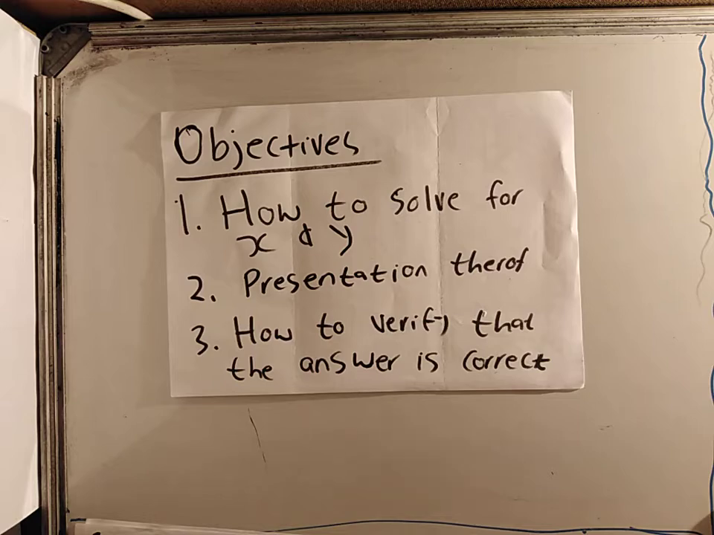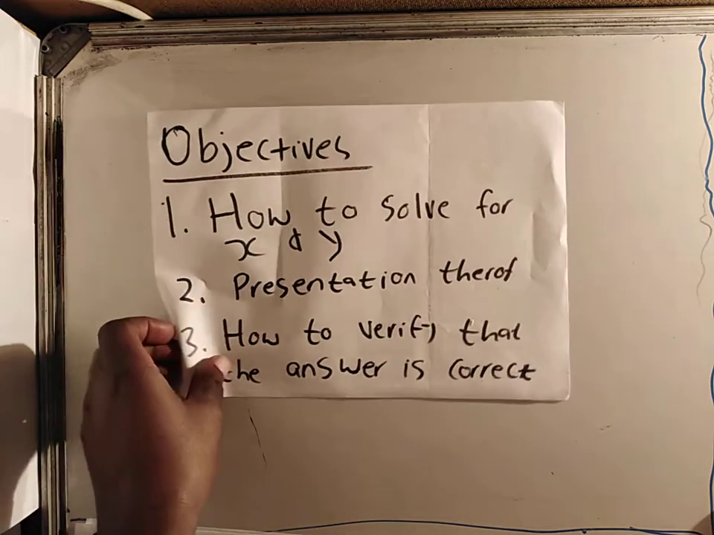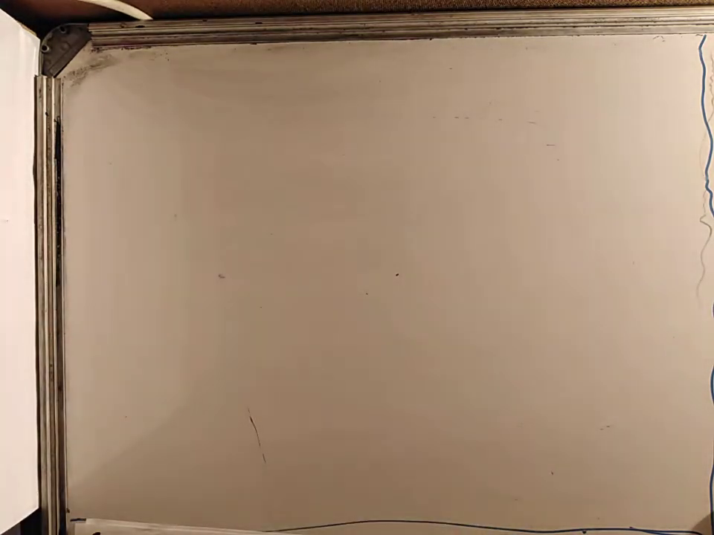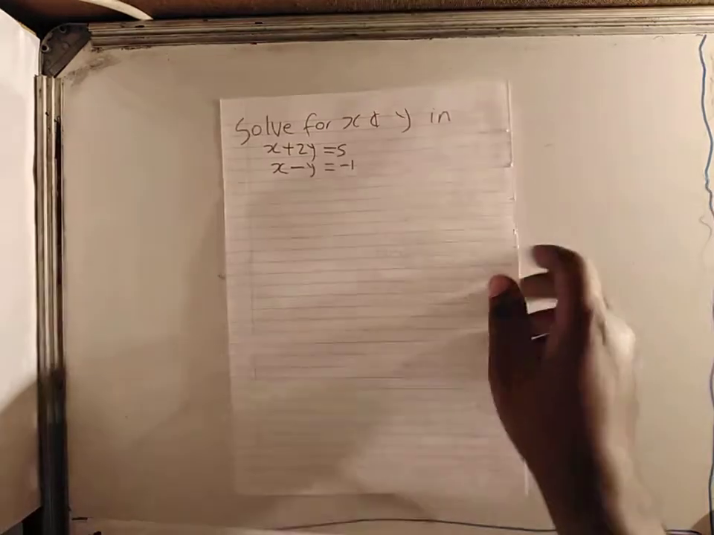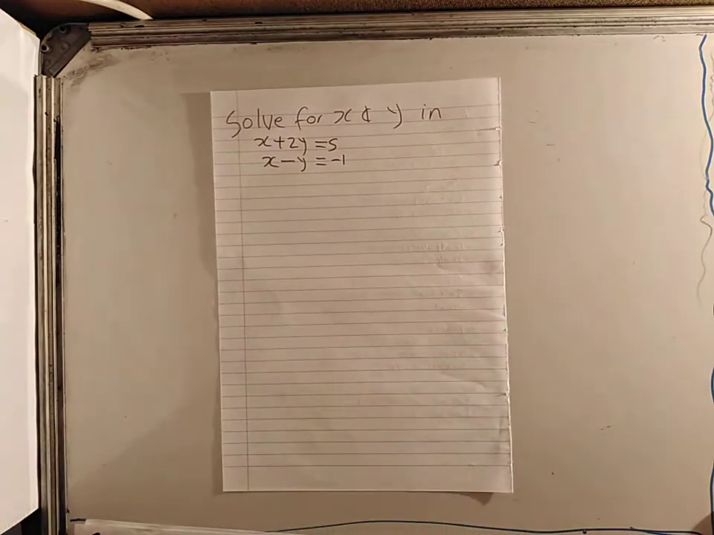When we are solving simultaneously, you will get a question like this one. Here is question number one. Solve for x and y in x plus 2y is equal to 5 and x minus y is equal to minus 1.